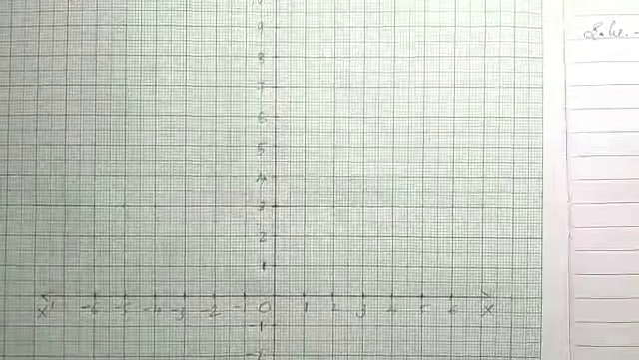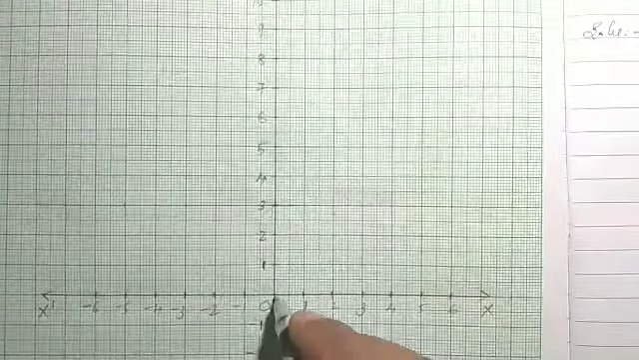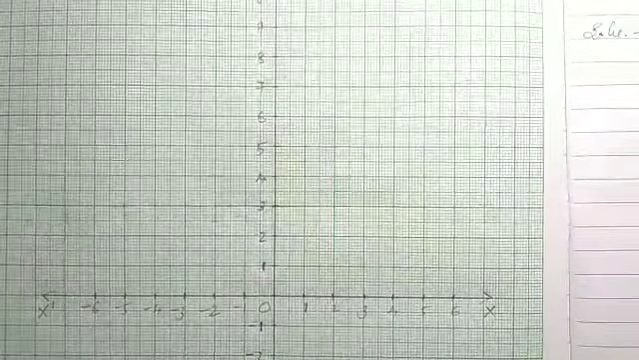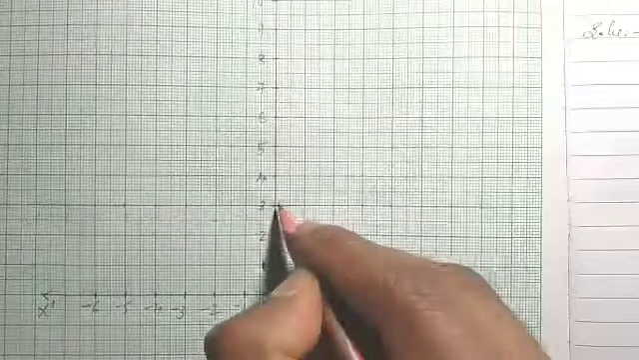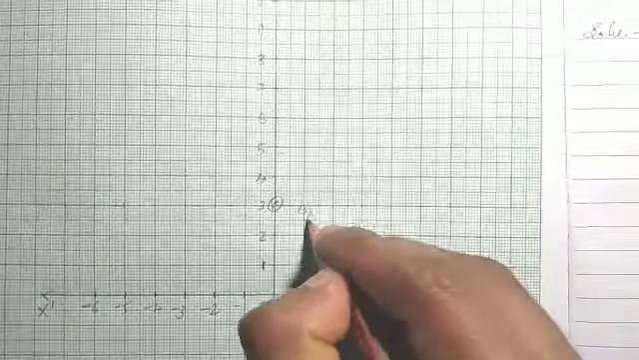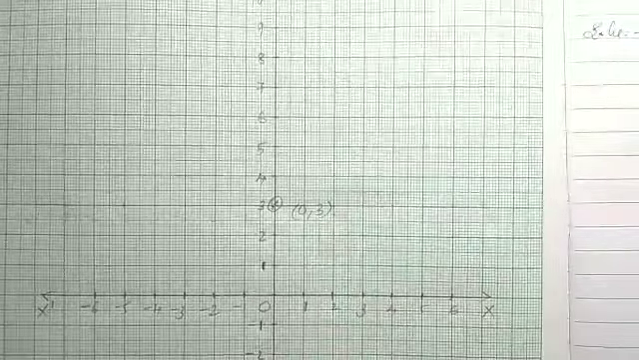So the first point is (0, 3): x is equal to 0, y is equal to 3. We have to mark it with a pencil. This one is the point, and we have to write the ordered pair (0, 3).